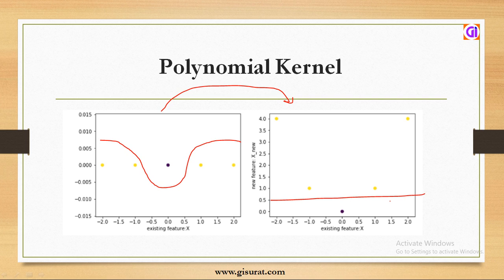Okay, so I hope this is clear to you. What I did, look, the x coordinate was the same, that is the existing feature x. The x coordinate was the same, but the y coordinate changed a little bit. Like here it was -0.0015, after that 0.0, 0.5. So these are the new features.